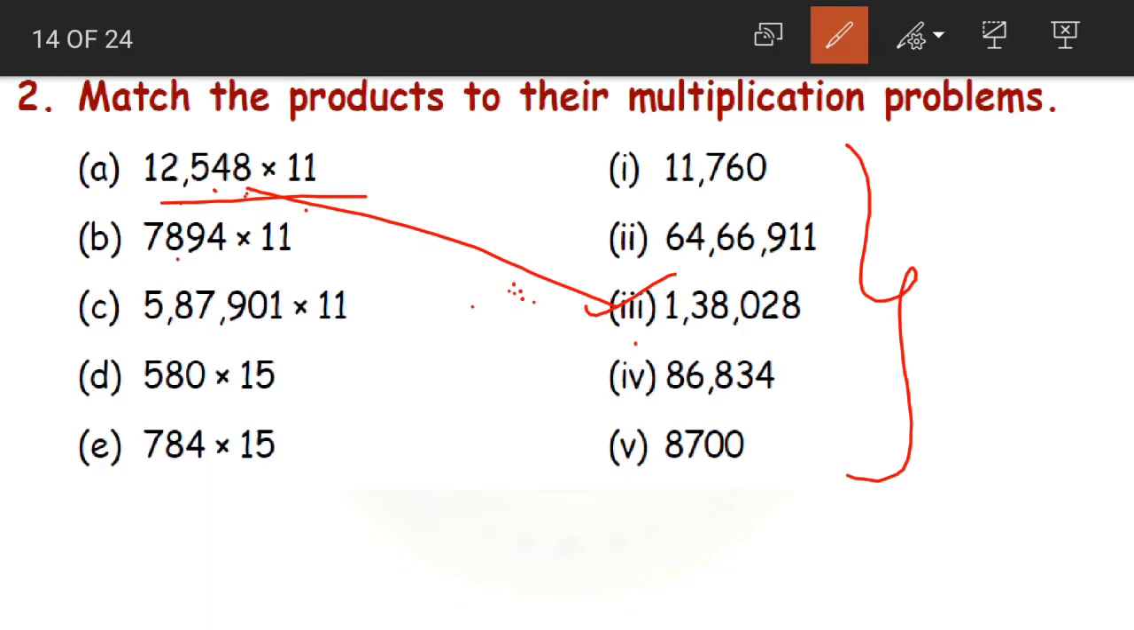Now let us look at question number B. Now here 4 is in the ones place. So the answer will also have 4 in the ones place.